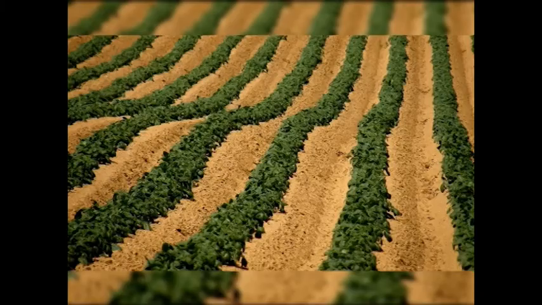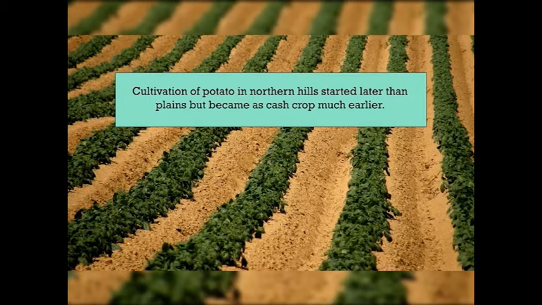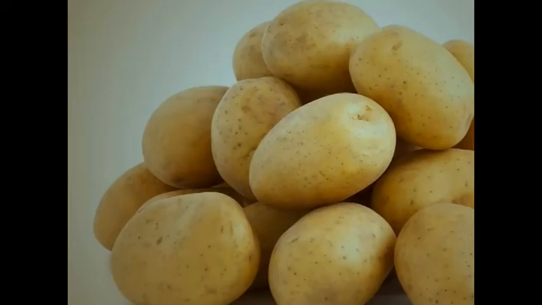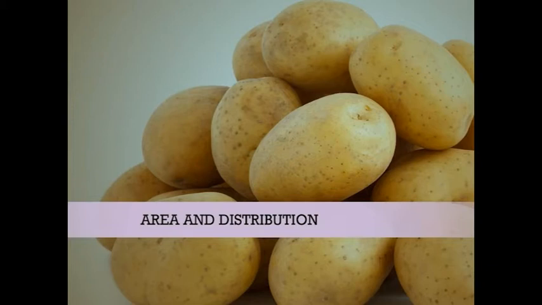Cultivation of potato in northern hills started later than plains but became a cash crop much earlier. Cultivation of potato started first in the Nilgiri Hills in the year 1822.